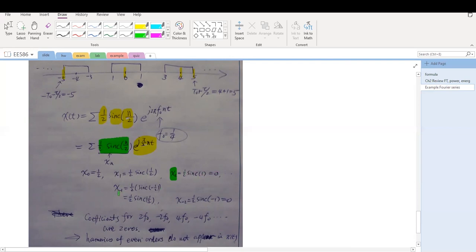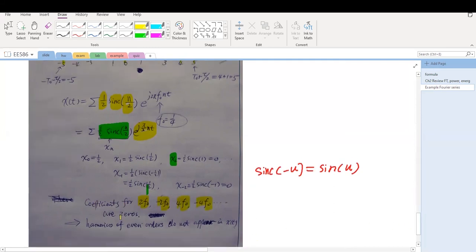And then we can obtain for n equals minus 1, X minus 1 equals half sinc minus half. And this is the same, half, that equals sinc. Remember, the sinc function is symmetric. We have sinc minus x. I use different symbols: sinc minus u equals sinc u. For n equals minus 2, that equals 0. The Fourier series coefficients for frequencies 2f naught, minus 2f naught, 4f naught, and minus 4f naught are all 0.